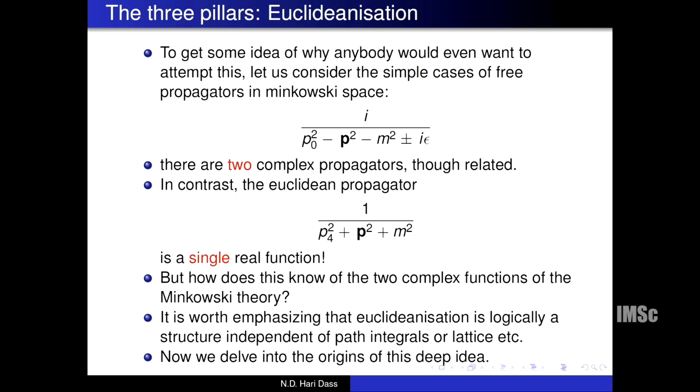Now, one point which you must emphasize is that Euclideanization is an independent structure on its own. It has nothing to do with lattice, nothing to do with path integrals, and in fact, Euclidean field theories were discussed long ago in continuum field theory. Okay? That's very important to keep in mind. Therefore, the pillar of path integrals and the pillar of Euclideanization stand on their own right. They are independent structures.